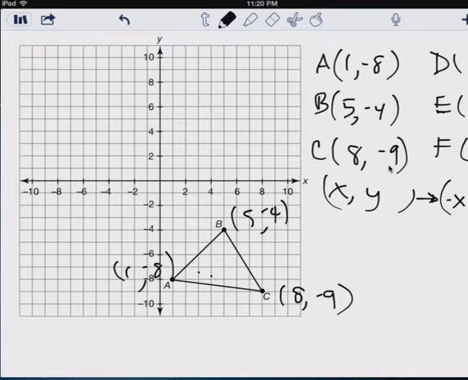So that would be -1, +8, because the opposite of a positive turns to a negative. The opposite of a negative turns to a positive. Okay? So -5, +4, and -8, +9. Those are my coordinates: -1, +8, -5, +4, -8, +9.